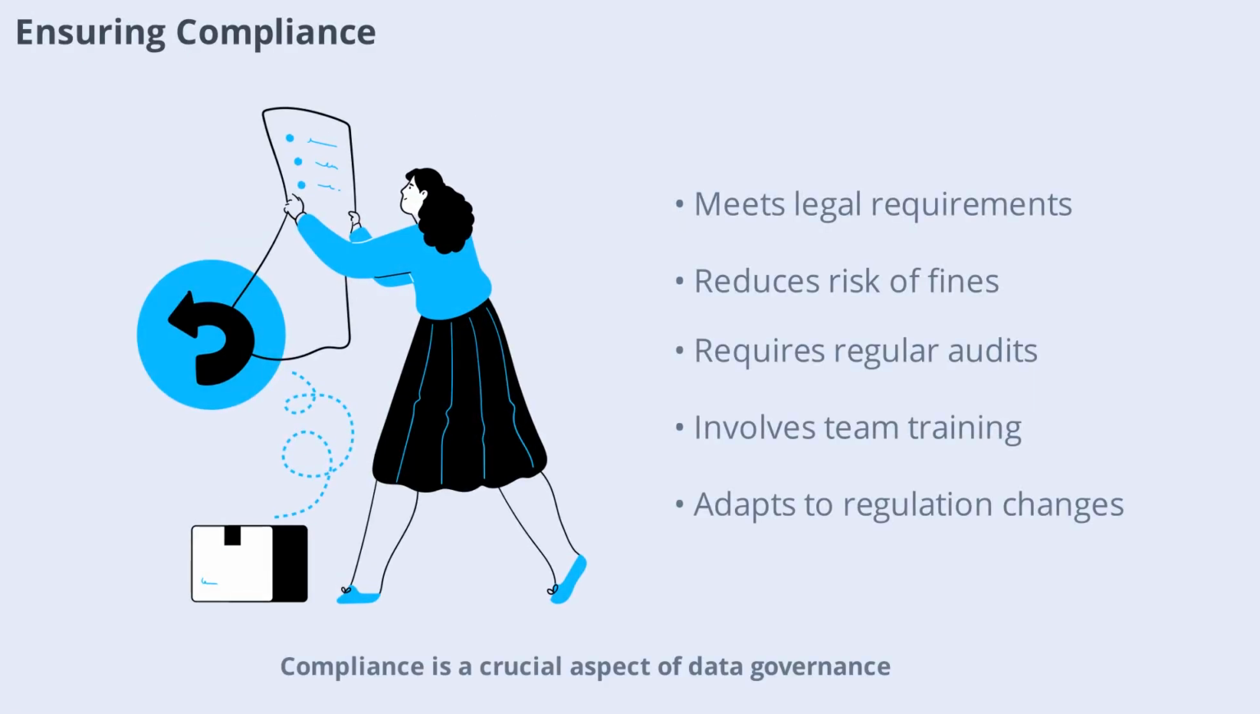Compliance is a crucial aspect of data governance. Organizations must follow laws and regulations that govern how data is collected, stored, and used. These rules can vary by industry and location, making compliance a complex but necessary task. Policies help ensure that data practices meet legal standards, reducing the risk of fines or legal action. Regular audits and training keep teams informed and prepared for changes in regulations, ensuring ongoing compliance.